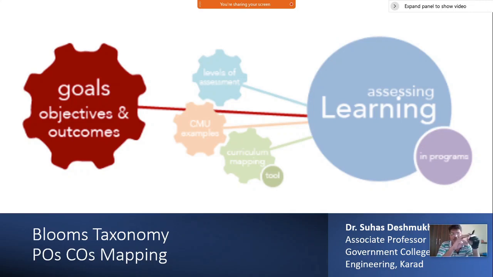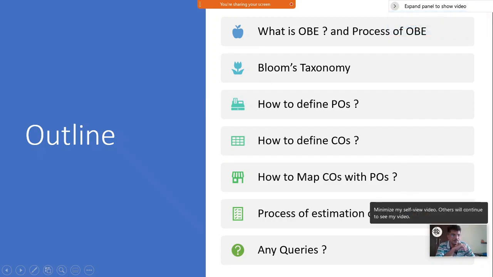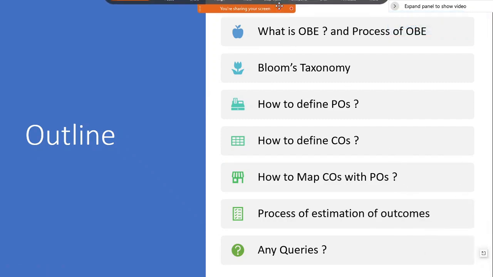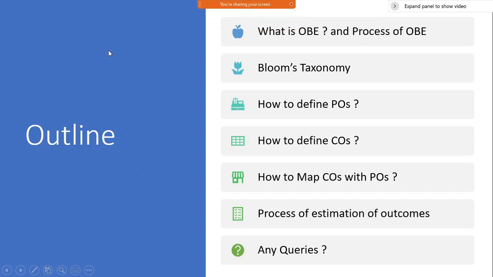Before moving to these two topics, I am going to address a few questions in this entire session. The first question: what does OBE mean? Most people already know its long form is outcome based education. What is its process and how to handle it? We will discuss that also.